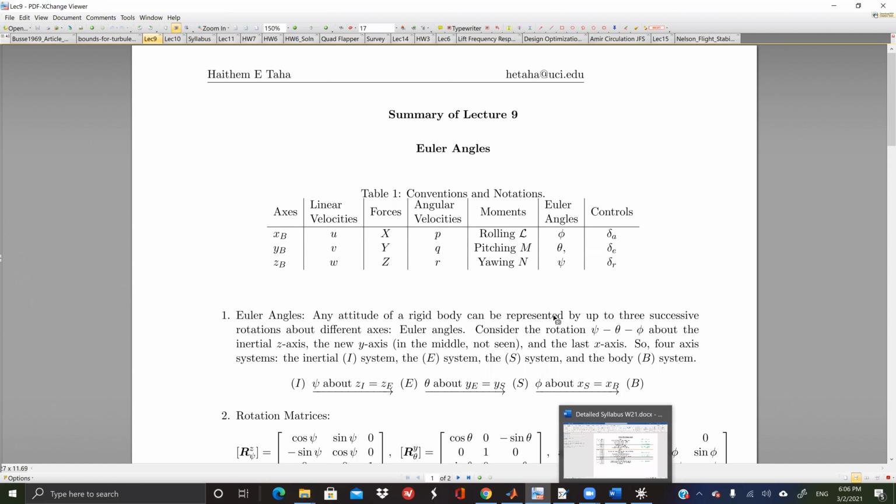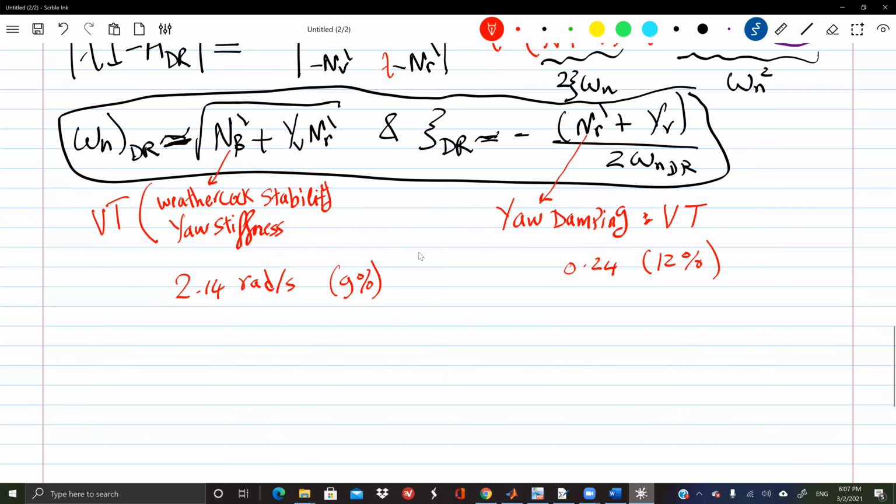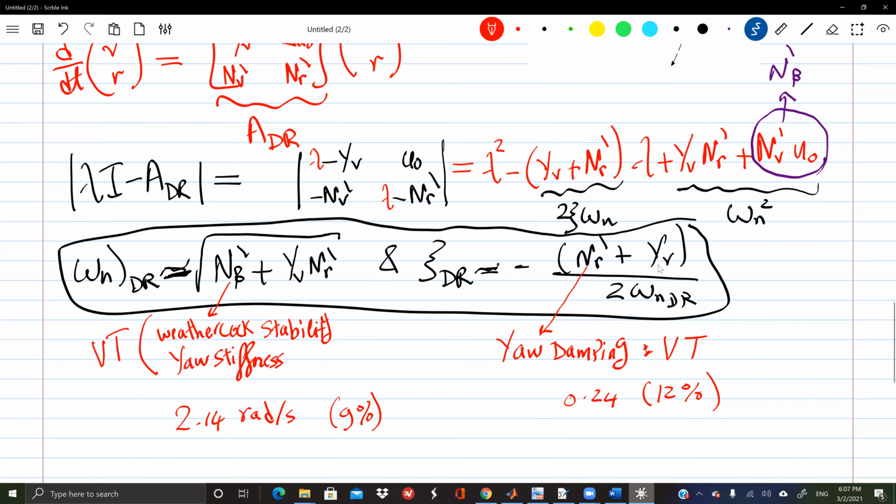This is very important because, like I said, guys, the language of the final will be like this: derive an expression for the roll damping. I will not mention LP. So you need to get used to these names. And also in your interviews, if you go to Boeing and they ask you, tell me what you know about the pitch damping, they will not mention MQ. So NR is damping. YV is also damping because it's a force due to velocity in the same direction, right? N beta is stiffness.